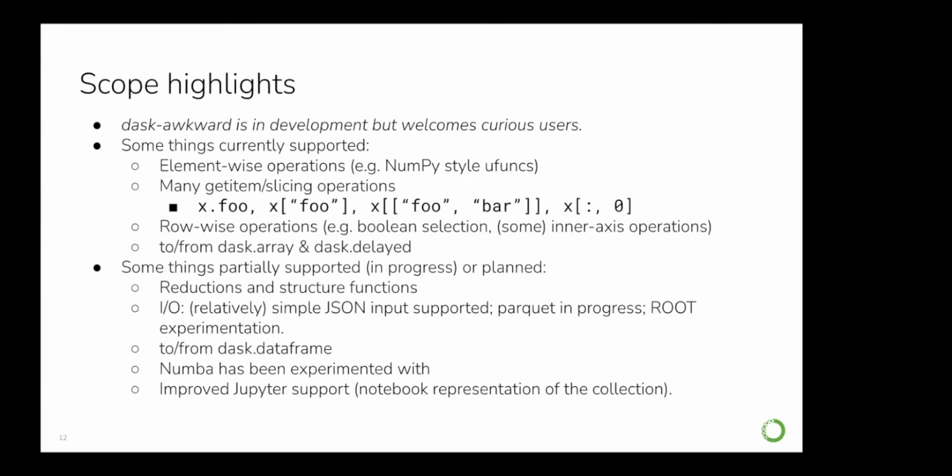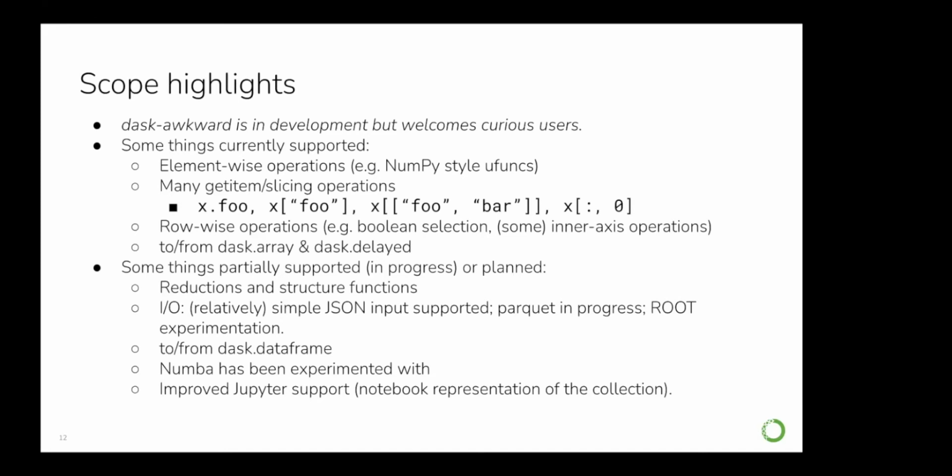There's some IO capabilities. As of right now, we have some simple JSON reading that's implemented to create our collection. Work with Parquet is in progress. This being a particle physics venue, ROOT is being experimented with at this point. There's a proof of concept, but there's not official support in the library yet. To and from Dask DataFrame is something that's planned. Another thing that we've experimented with is Numba. So obviously awkward has Numba support, so we absolutely plan to be able to run Numba functions as part of a Dask awkward task graph.